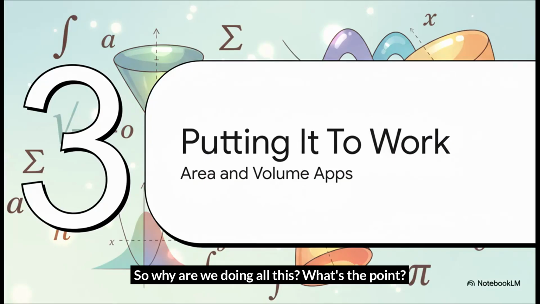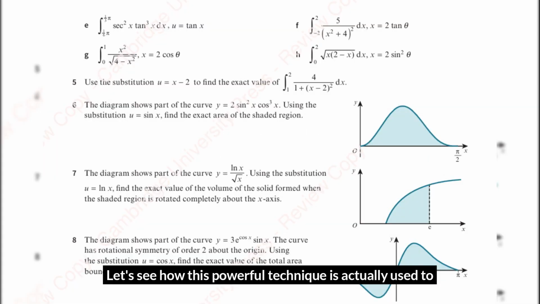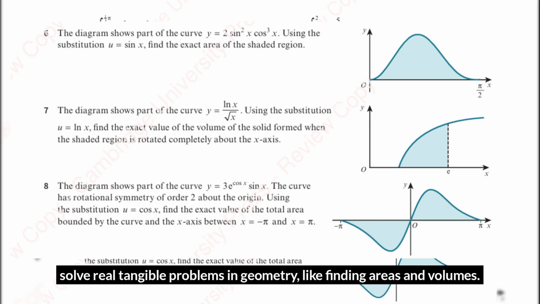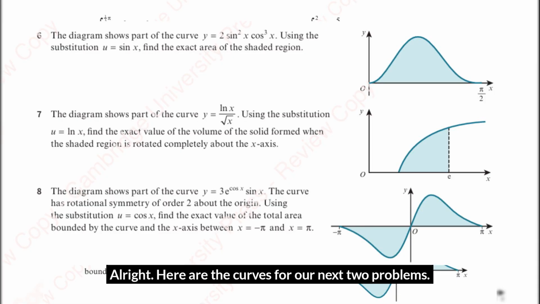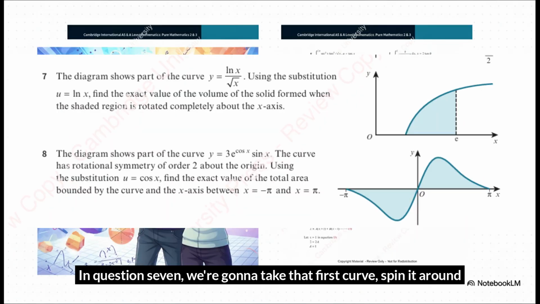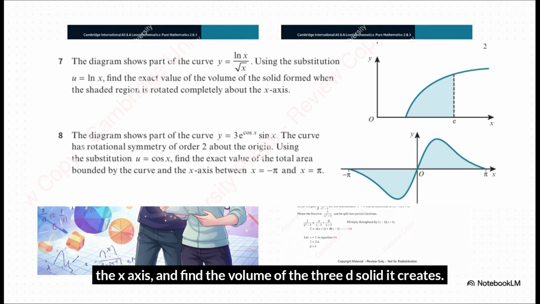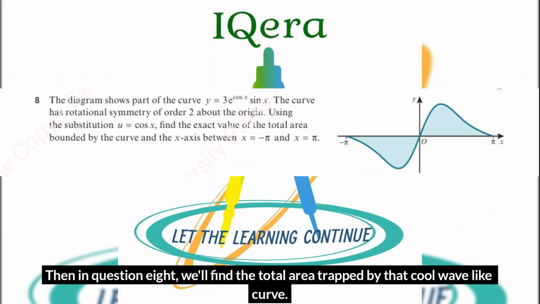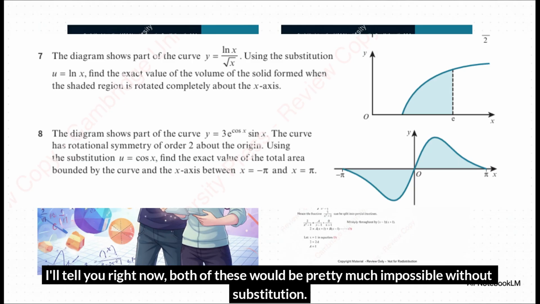So, why are we doing all this? What's the point? Well, in section 3, we're going to put it to work. Let's see how this powerful technique is actually used to solve real, tangible problems in geometry, like finding areas and volumes. All right, here are the curves for our next 2 problems. In question 7, we're going to take that first curve, spin it around the x-axis, and find the volume of the 3D solid it creates. Then, in question 8, we'll find the total area trapped by that cool wave-like curve. I'll tell you right now, both of these would be pretty much impossible without substitution.